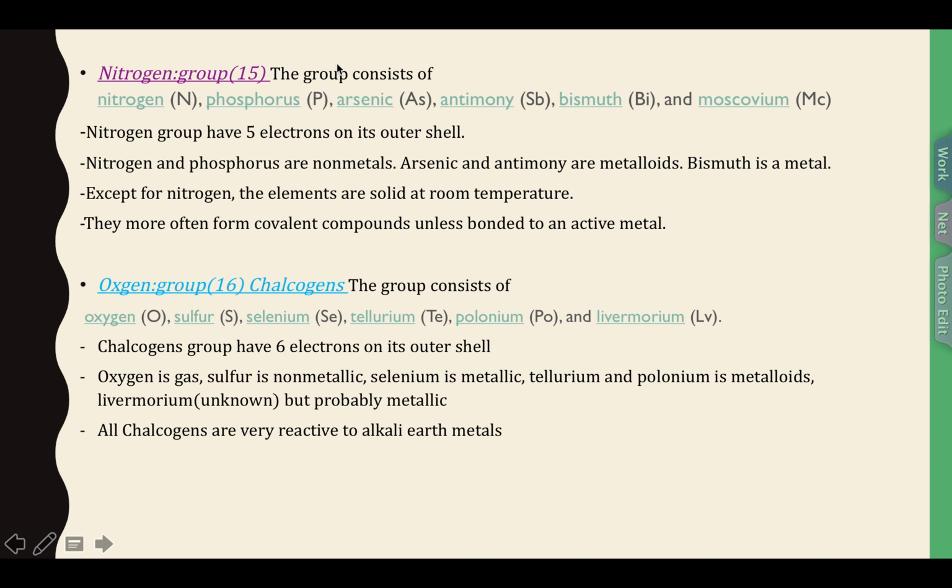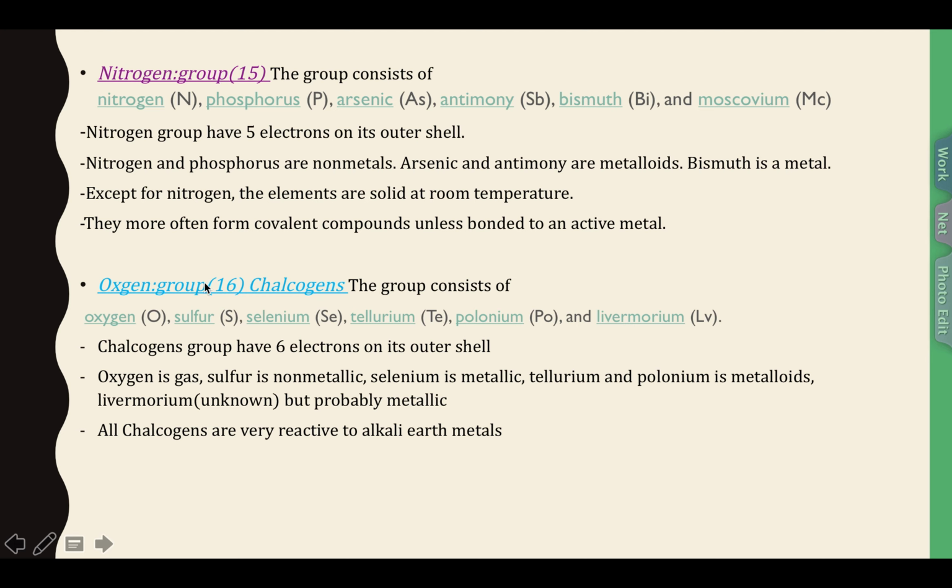Group 15, the nitrogen group, consists of nitrogen, phosphorus, arsenic, antimony, bismuth, and moscovium. The nitrogen group has 5 electrons in its outer shell. Nitrogen and phosphorus are nonmetals. Arsenic and antimony are metalloids, and bismuth is a metal. Except for nitrogen, all elements are solid at room temperature. They more often form covalent compounds unless bonded to an active metal.